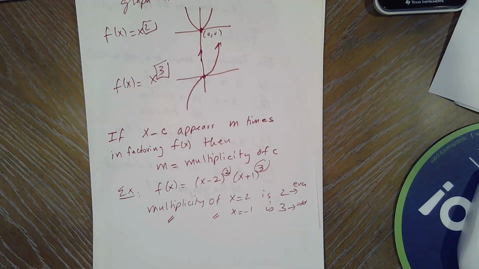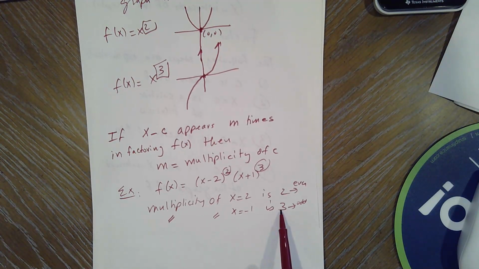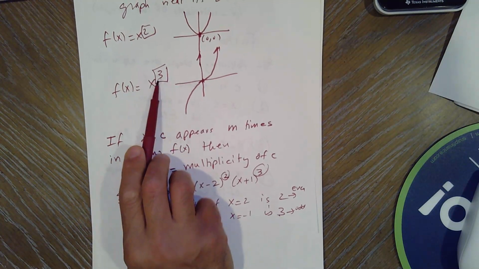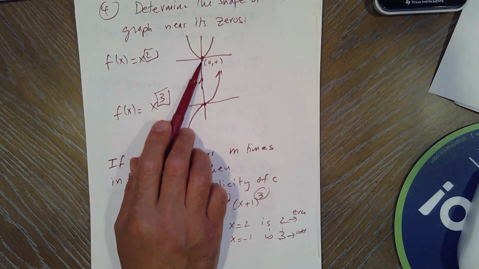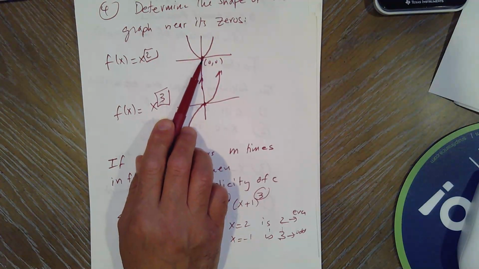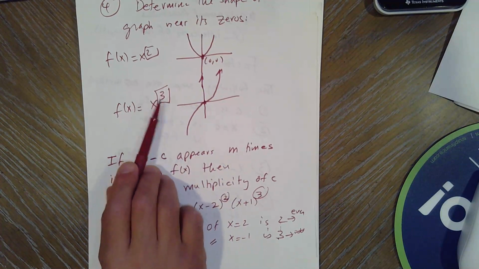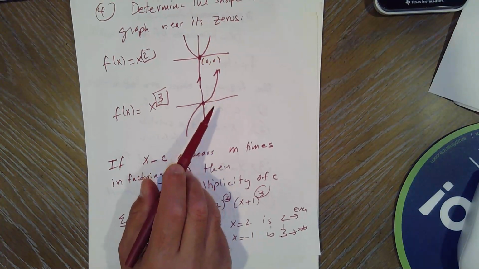If m is odd, then the graph is going to cross the x-axis. It's going to go through the x-axis. And if it's even, then it's going to bounce off at the x-axis. Okay? So even multiplicity means it's going to bounce off. Odd multiplicity means it's going to go through.